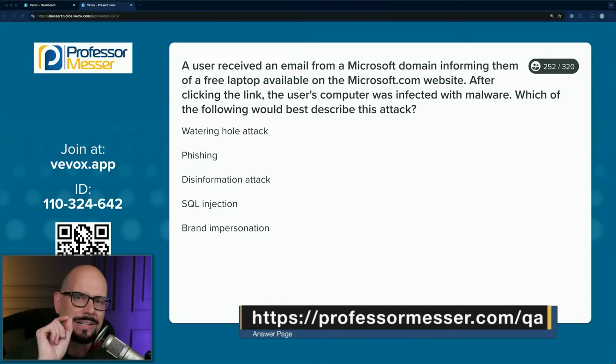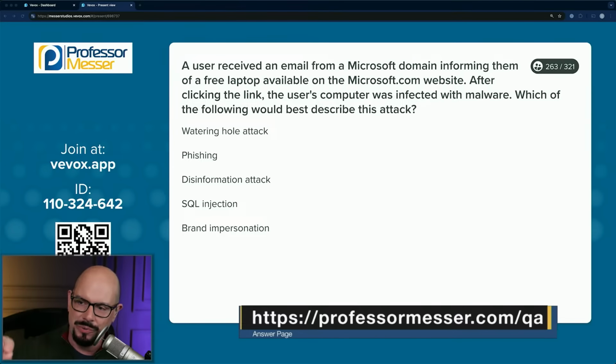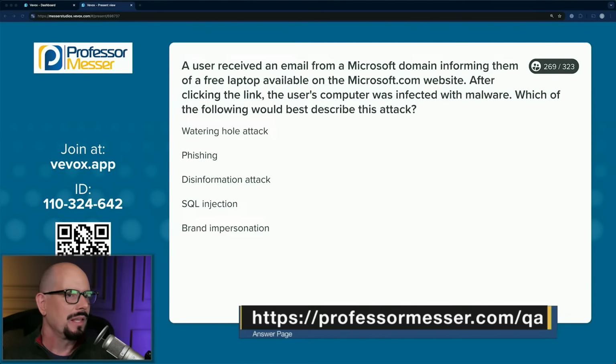Now I'll explain to you why it is only one of these. Of course, I can tell you it's really only one of these because the question asks which of the following would best describe this attack. That's what we're shooting for. See if you know the answer for this one. For those of you answering this, let's see how you did.